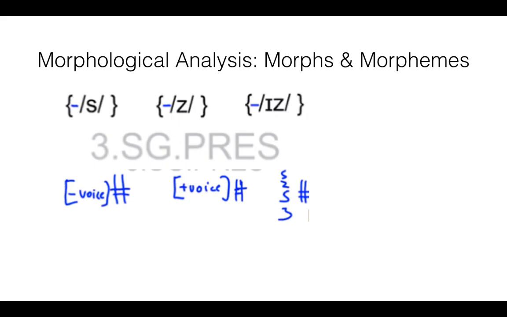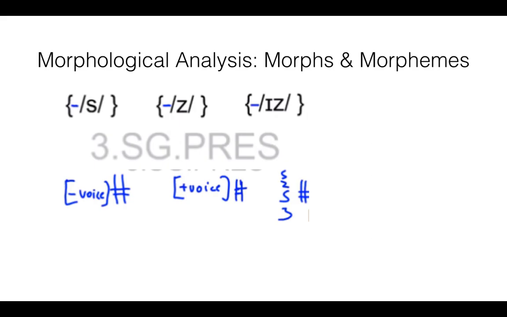And finally, it is pronounced iz when we have a word or a morpheme finishing with s, z, sh, and j. Okay? S, z, sh, and j. So these are the different types of environments we can have. These are the different things we can find out when we do phonemic representation.